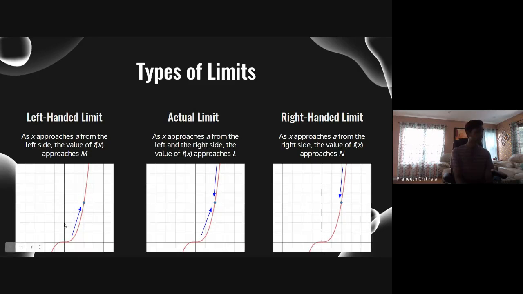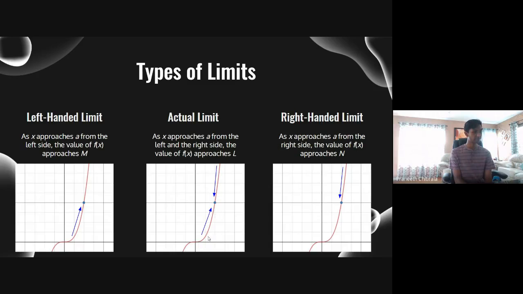And you can see here how these limits are graphically represented. The left-handed limit approaches the x value from the left side. The right-handed limit approaches the x value from the right side, and the actual limit approaches the x value from both the left and the right side.